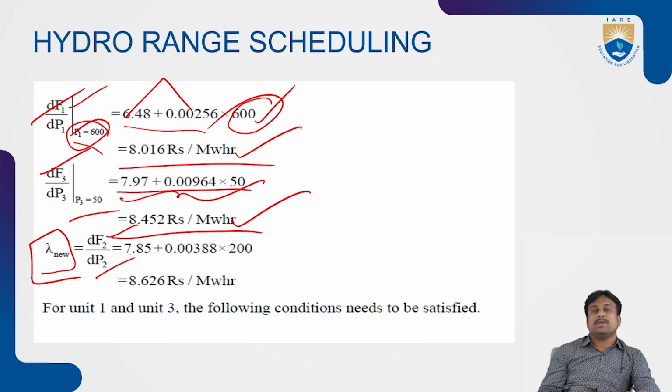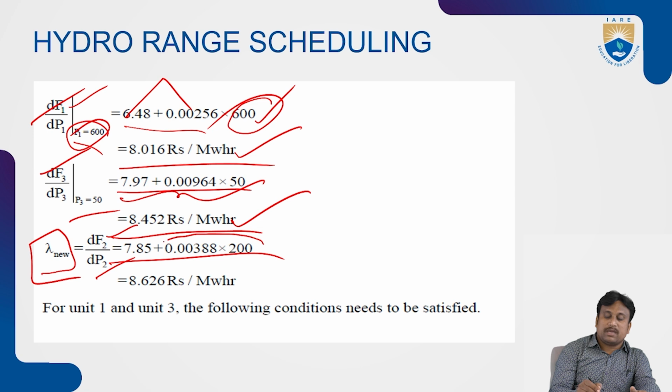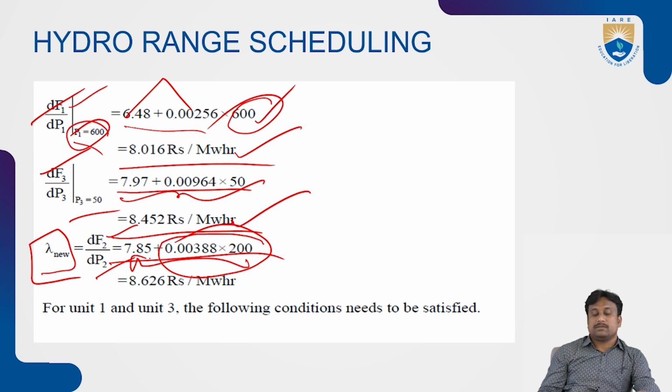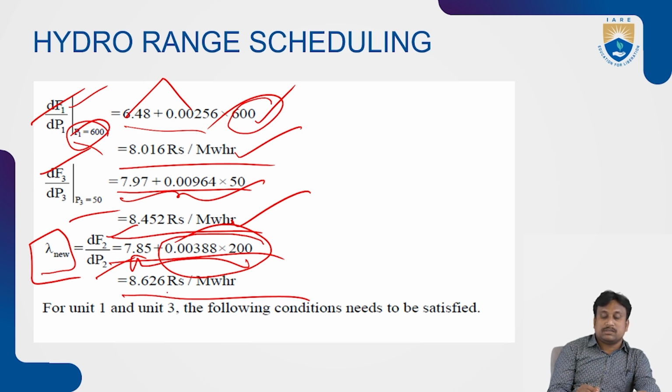dF2 by dP2, that is 7.85 plus 0.00388 multiplied with 200. So this combination is multiplying here, 0.00388 multiplied with 200. The resultant is added to the 7.85 case. Then you are getting the new lambda value as 8.626 rupees per megawatt. This is the value of new lambda.